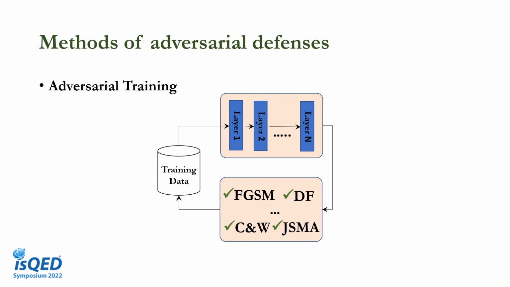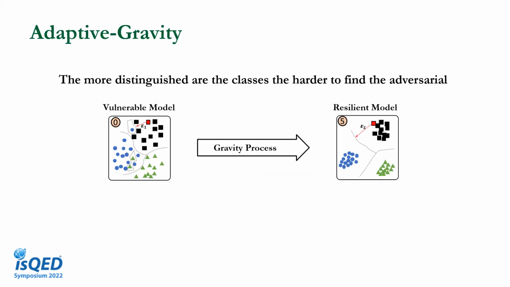Adversarial training is another defense method, which tries to increase the generality of the trained model by updating the training data to include the adversarial examples obtained by different attacks. This process can be done iteratively in order to achieve an acceptable level. The more distinguished the classes are, the harder it is to find adversarial examples. This is the main idea behind adaptive gravity.